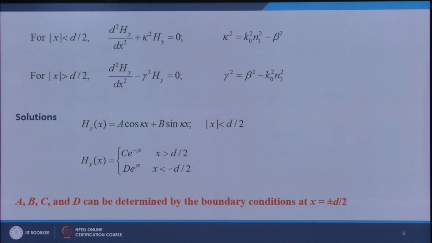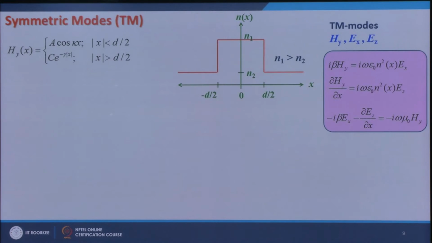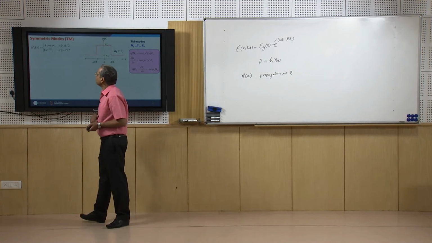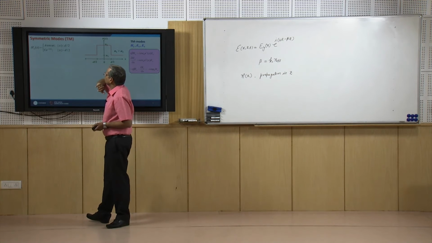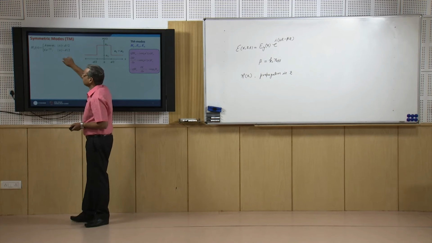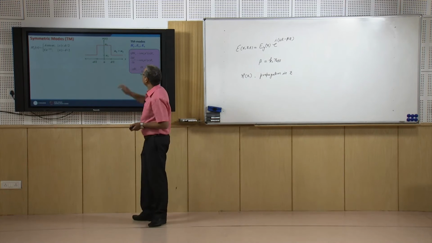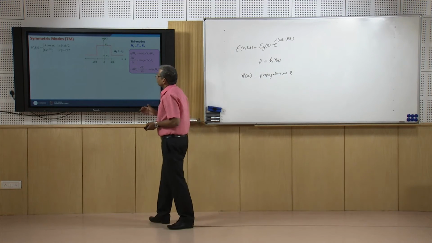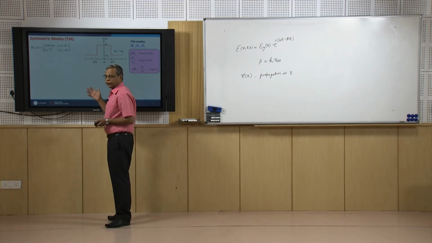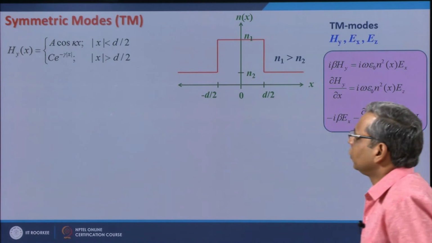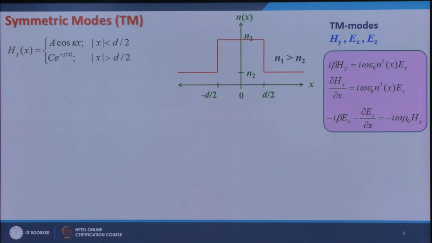In this case also I can make use of the symmetry of the problem and divide these solutions into symmetric and anti-symmetric. So, for symmetric modes my Hy would be a cosine kappa x in the guiding film and c e to the power minus gamma mod x for mod x greater than d by 2, that is in these regions. So, what next? Now, I should apply the boundary conditions to this kind of modal field.